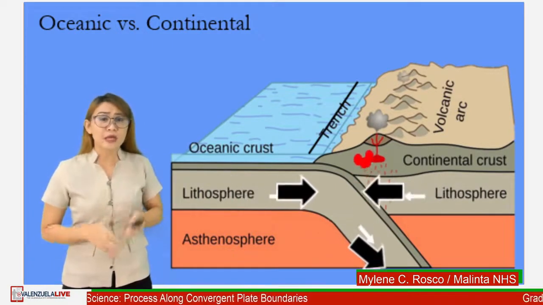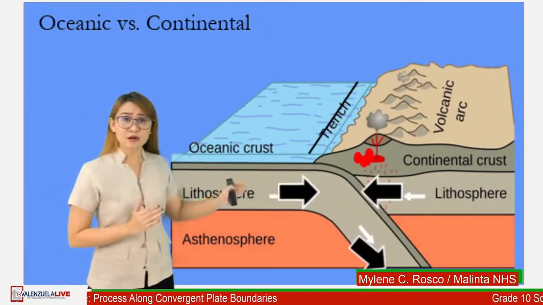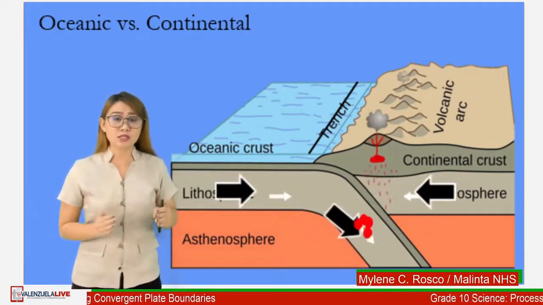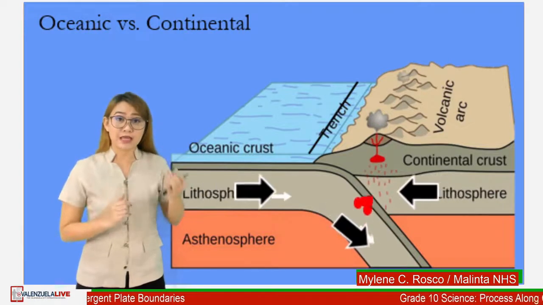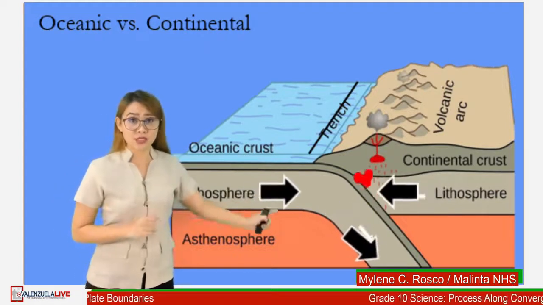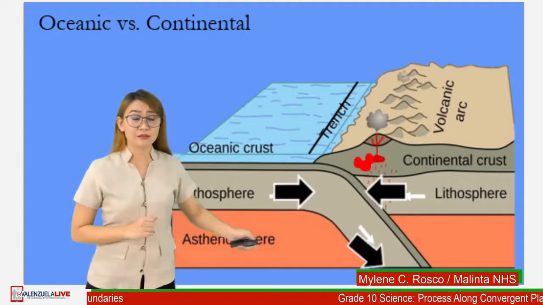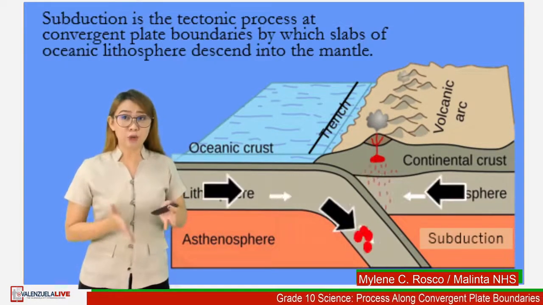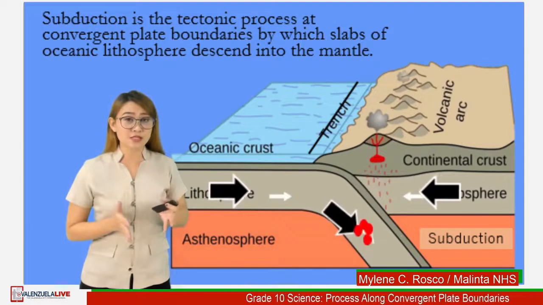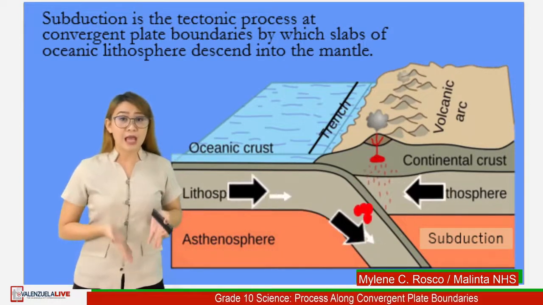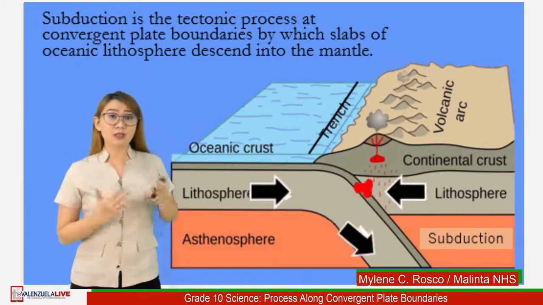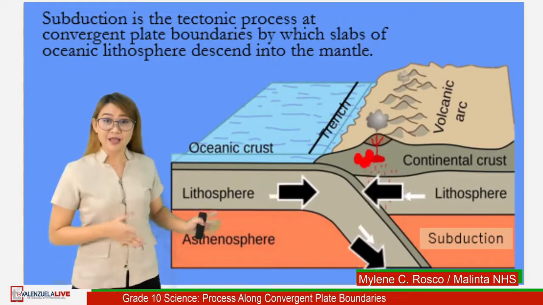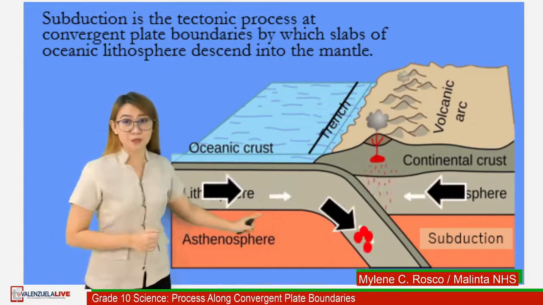Alright, you are correct. Remember that oceanic crust is denser compared with the continental crust. Now, in the process of collision of plates, the denser crust will be the one that will subduct towards the mantle. Now, this process is what we call subduction. Subduction is the tectonic process that occurs along convergent plate boundaries at which a slab of plate descends or bends towards the mantle. Again, this process is what we call subduction.